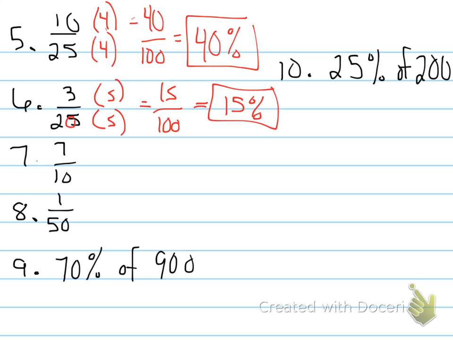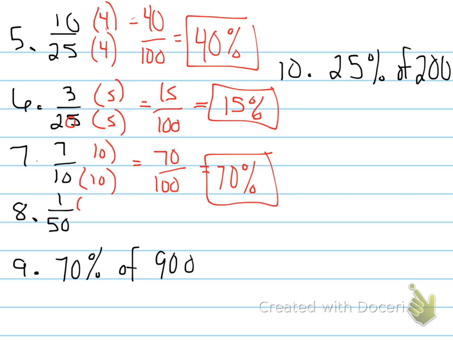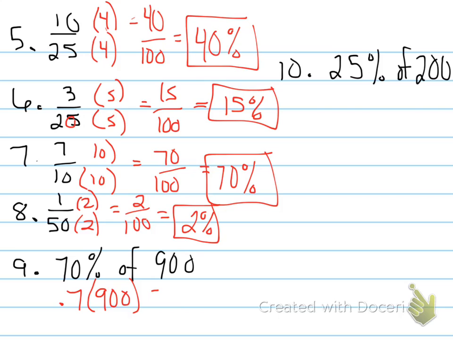All right, number 7, what did you multiply by? 10, top and bottom. All right, 70 over 100, 70%. Number 8, what'd you multiply by? 2. So you get 2%. All right, number 9, how did you solve? What's the first thing you did? Chris? Put 70 over 100 equals 0.7, and then 0.7 times 900 equals 630. Perfect.